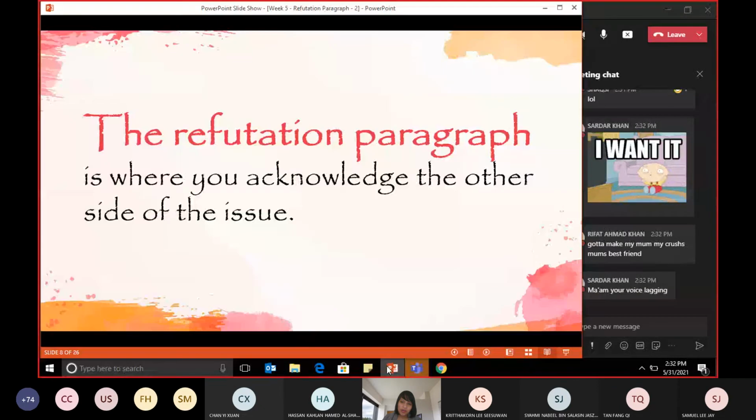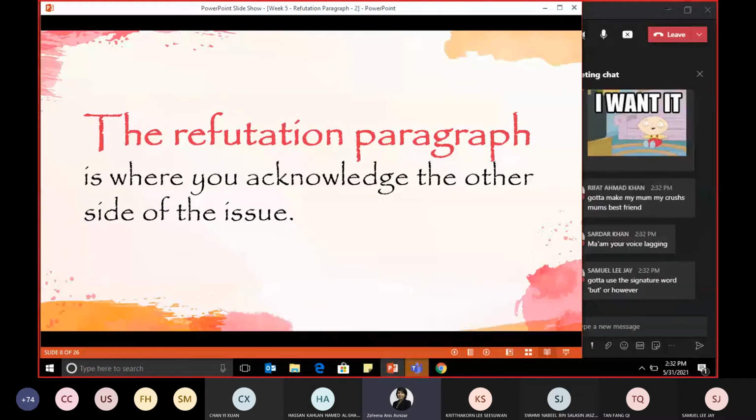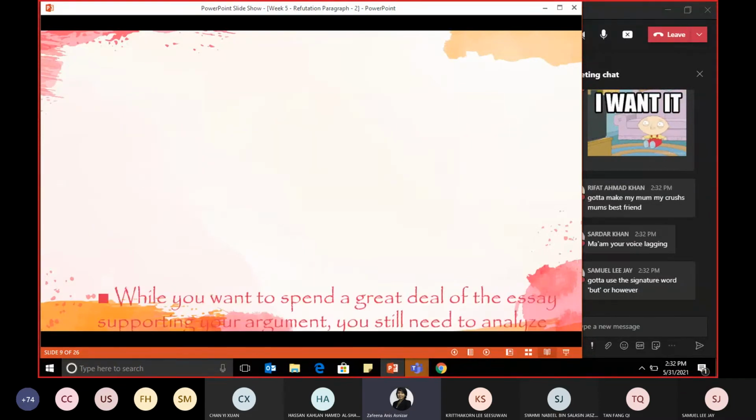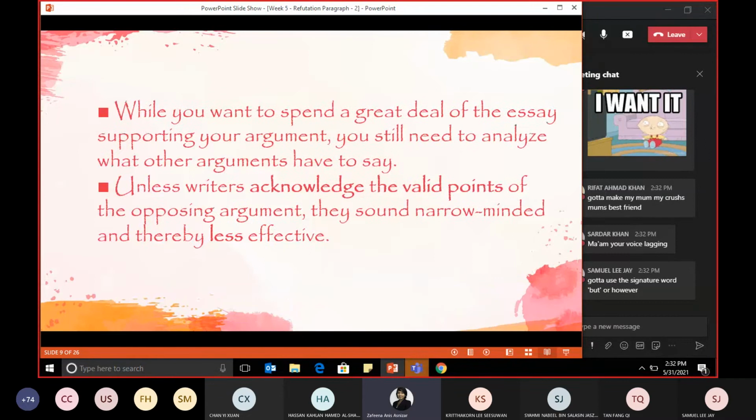Okay, so your intention here is you don't want to reject directly, but you still want to focus on the positive side of the view. That's what you do. Okay, all right. So here, what you can do is, while you want to spend a great deal of the essay supporting your argument, you still need to analyze what others' arguments have to say.